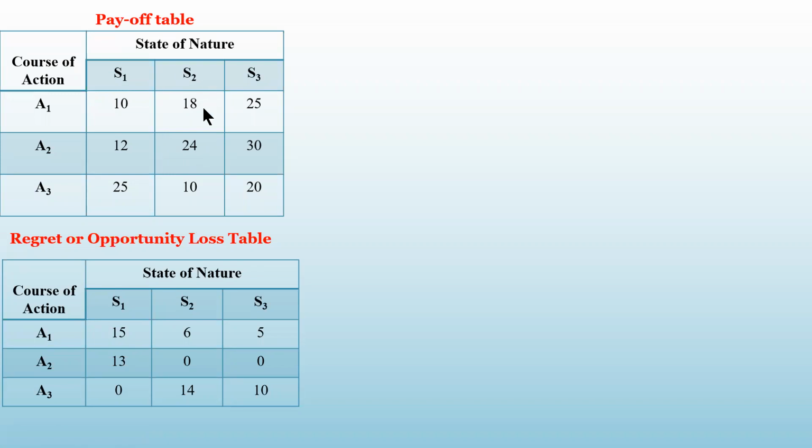Look at for this column where I am getting the maximum figure 24. So 24 minus 18 it is 6. Then 24 minus 24 that will be 0. 24 minus 10 that is 14. Look at in this column, S3. 30 minus 25, 5. 30 minus 30, 0. 30 minus 20, 10. So from this payoff table, I have constructed another table that is called as a regret or opportunity loss.